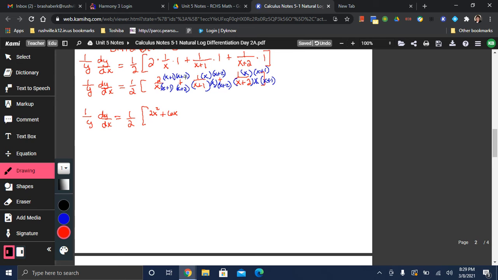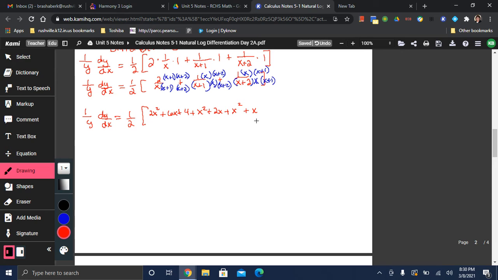And then 1 times 2 is 2 times this other 2. That would be plus 4. All right, now that should be the hardest multiplication that we'll have to do. Then we're taking 1x, so x times x plus 2. So that would be plus x squared plus 2x. And then we're taking 1x times x plus 1. So plus x squared plus x.